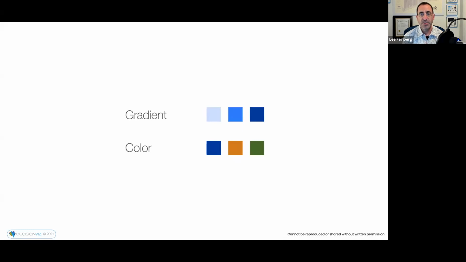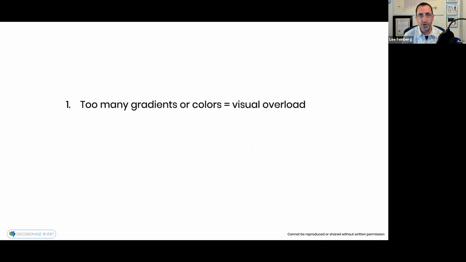And the reason I want to focus on these today with you is because I would say they're the most commonly used patterns. And also, unfortunately, they're the most abused patterns. And we're going to see what that means. So there's three ways in particular that we're going to look at where I would say color is being abused. The first is where someone is using too many gradients or colors. And what happens there is nothing really stands out. It's hard to know what's important when there's so much color going on.